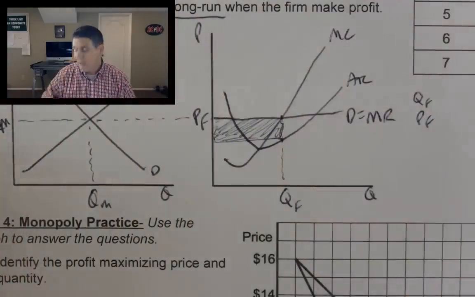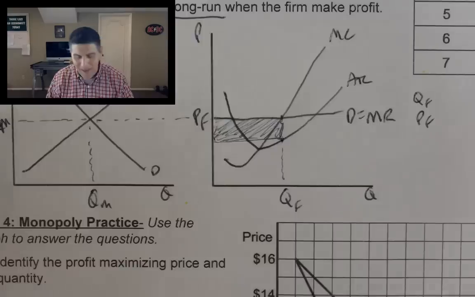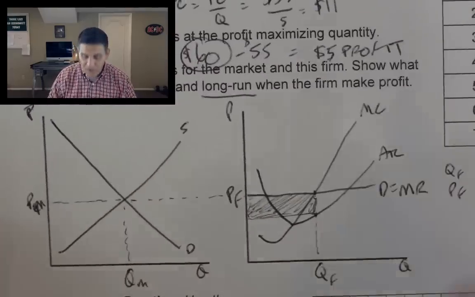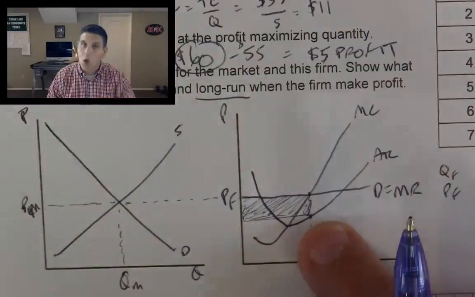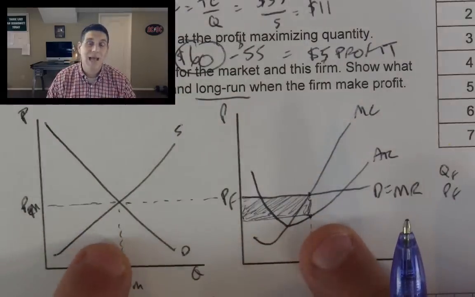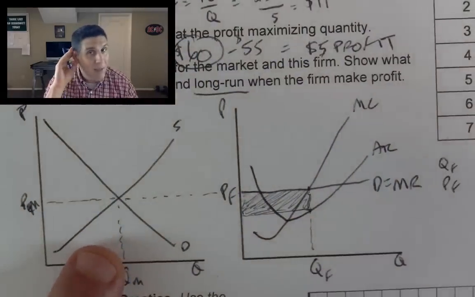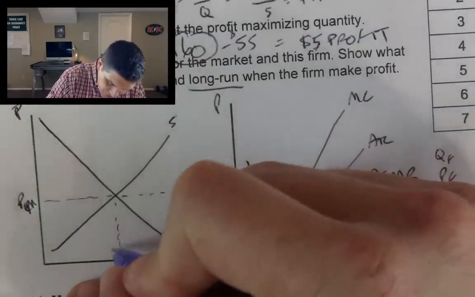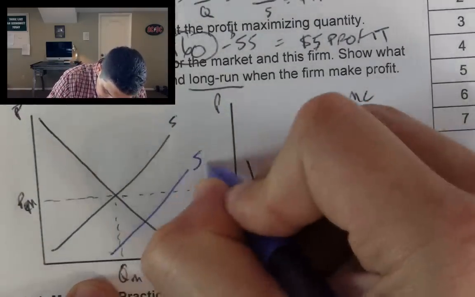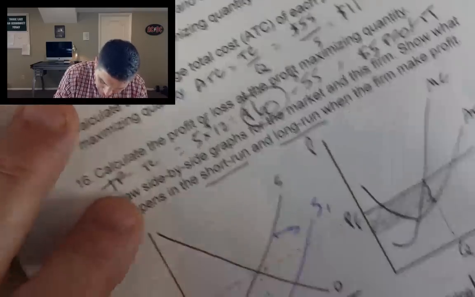But we're not done. Ladies and gentlemen, I'm switching to a different color pen. Let's show what happens in the long run. This is the short run because there's profit being made, but it's not going to stay there. Other firms are going to enter because there's low barriers to entry. That means over here, what's going to happen? Supply or demand? Say it out loud. Supply. Supply is going to increase or shift to the right. In this case, down here, supply shifts to the right.